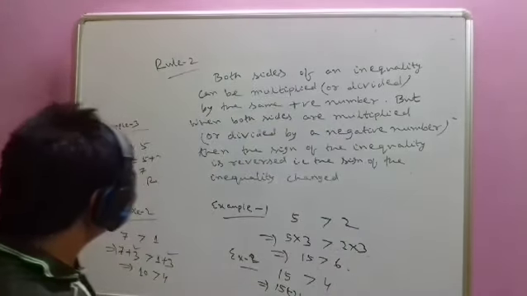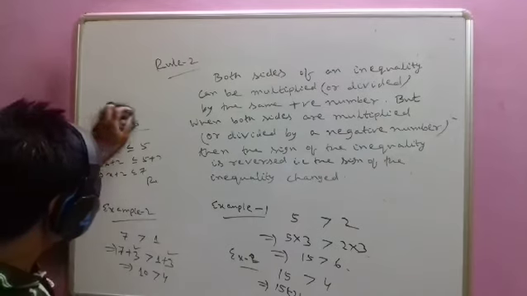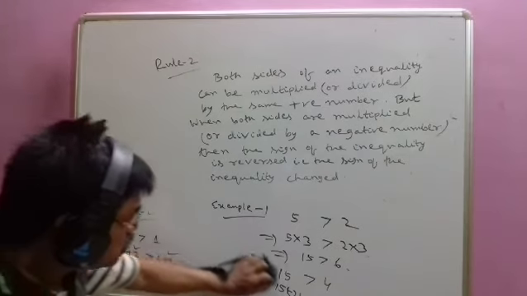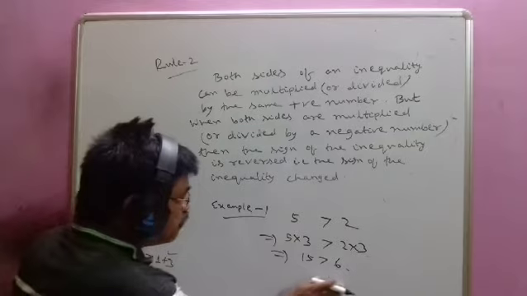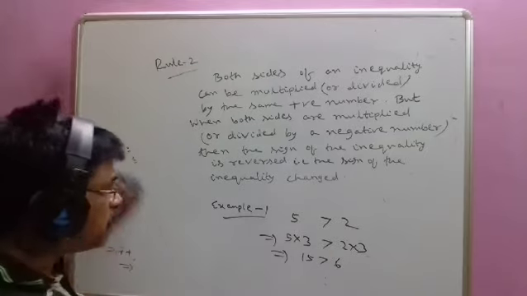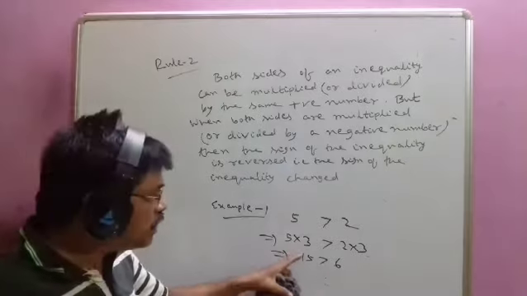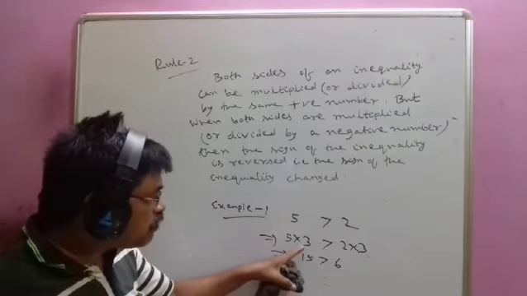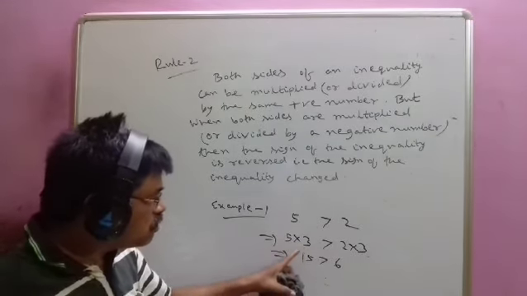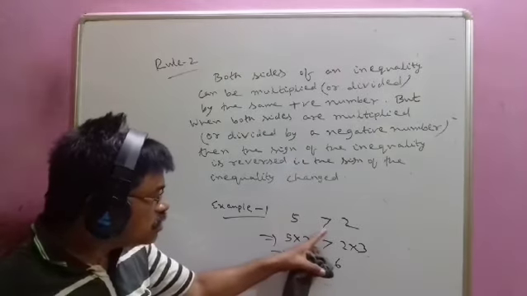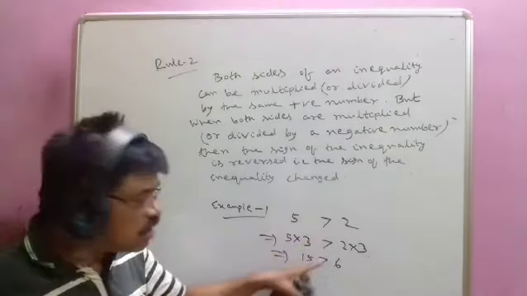So listen to me here. This is your example 1. If 5 is greater than 2, and you multiply a positive number on both sides, the sign of the inequality remains the same. Here I am multiplying by 3 on both sides, so 15 is greater than 6. Earlier the sign was greater than, now also greater than.